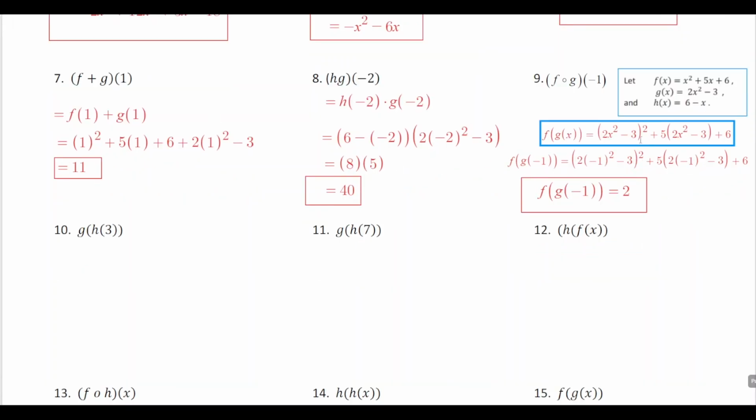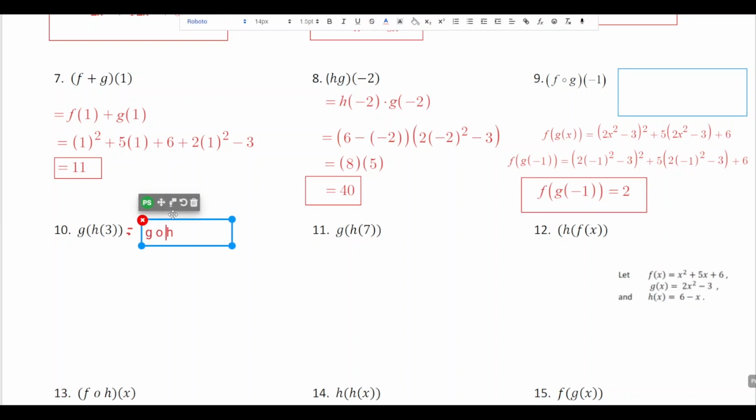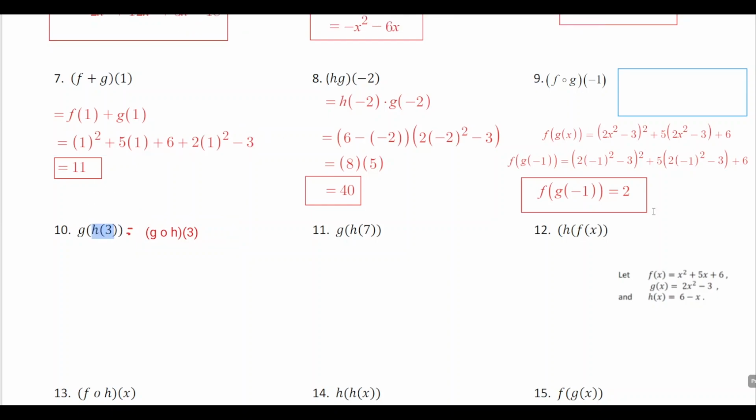So for number 10, we have g of h of 3. That's the same thing as saying g composed with h of 3. Here, what I'll do is write it like this, g-o-h. So you can see it written either way, but the point is we're going to evaluate h of 3 and then plug that into g. So I'm going to work this out differently than how I did number 9 and 8, where I just plugged it into each function individually. Here, I'll plug 3 into the h function and then plug that output into g.